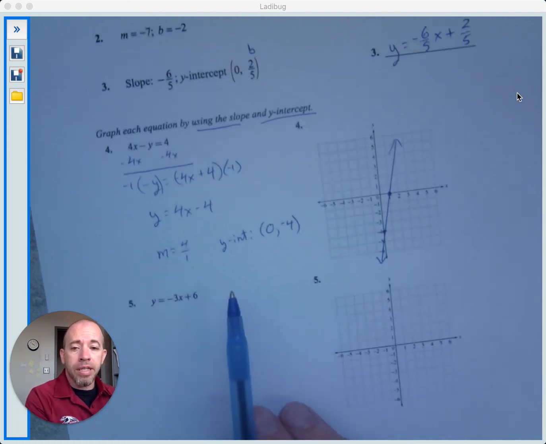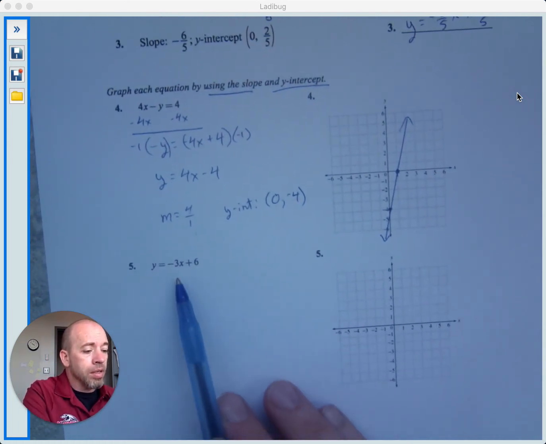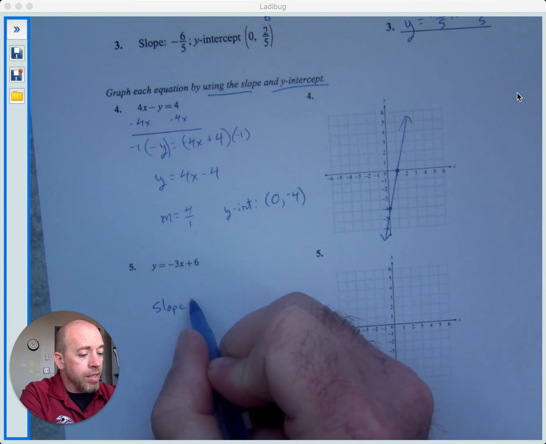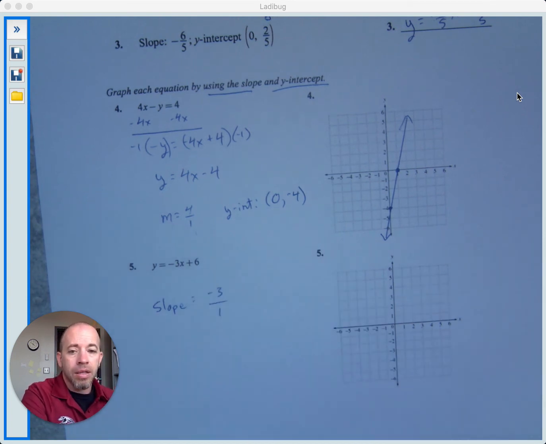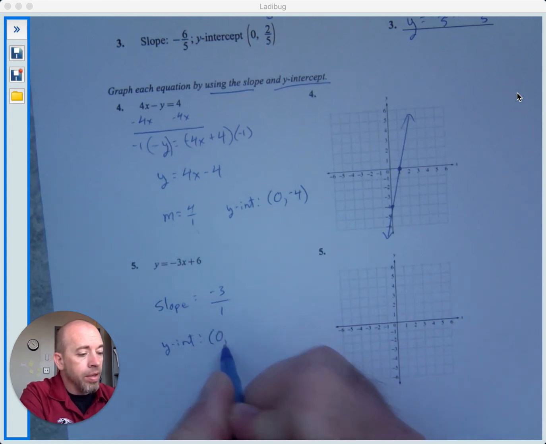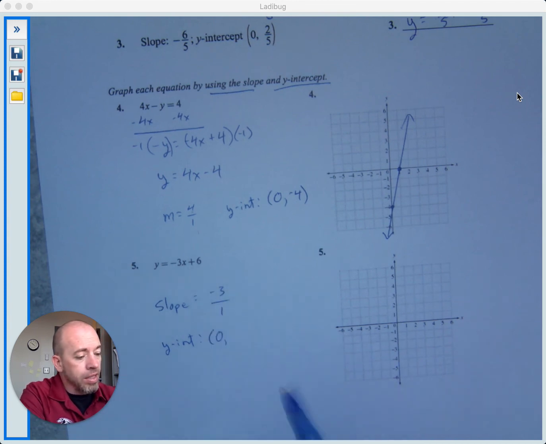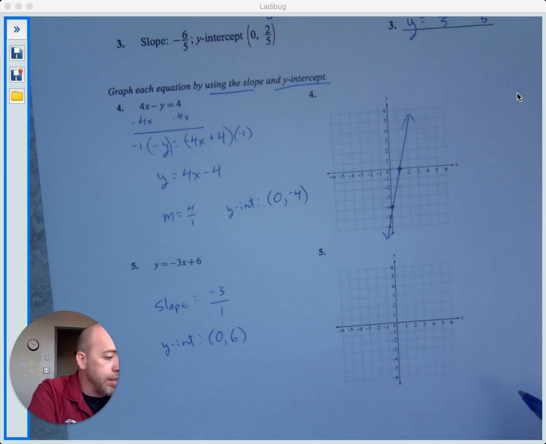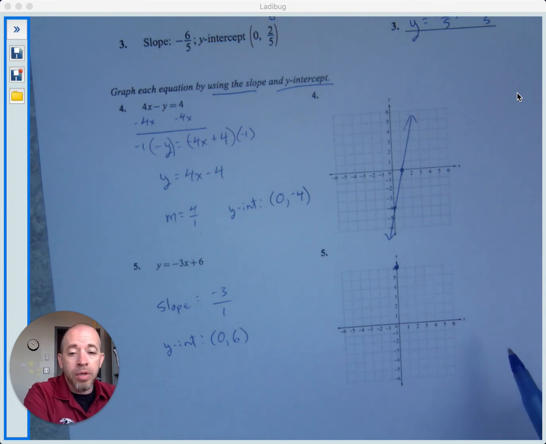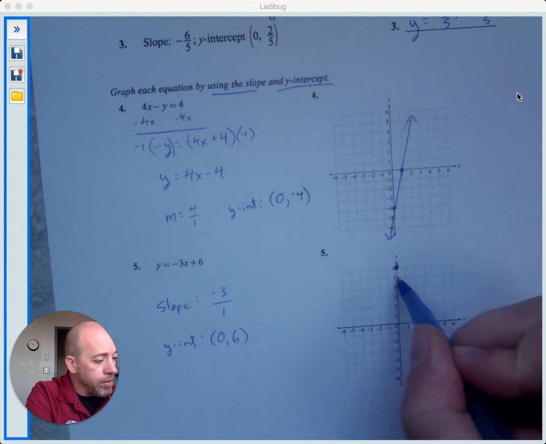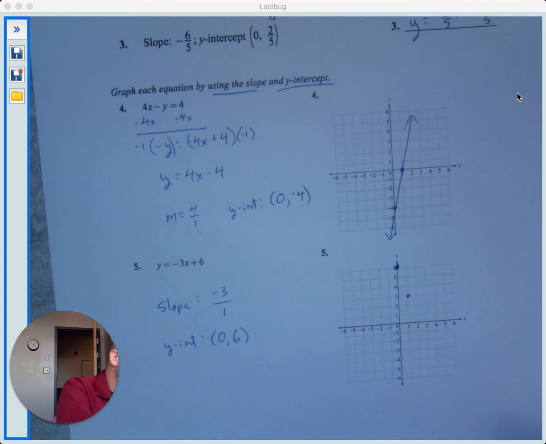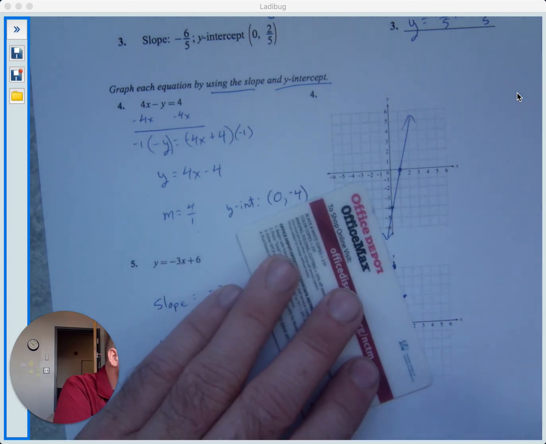Now the next one is already in slope-intercept form, so that's a good thing, right? We can say, well, the slope is this coefficient of x here, which is negative 3, and I'm going to write it as negative 3 over 1. Your y-intercept is the point 0, and whatever your b is, which is 6. So I'm going to start by plotting that point, 0, 6. My slope is negative 3 over 1, so I rise negative 3. That means I go down 1, 2, 3, and run 1. And so I have my 2 points. I connect them and get my nice line.